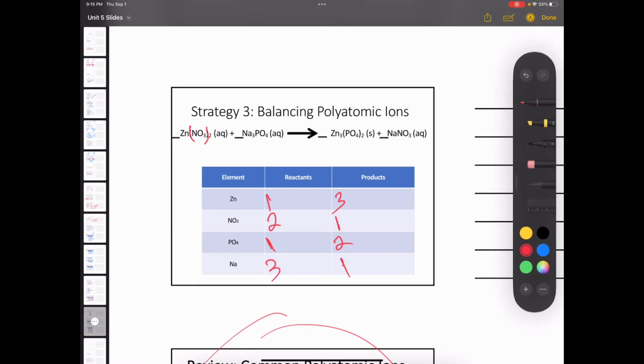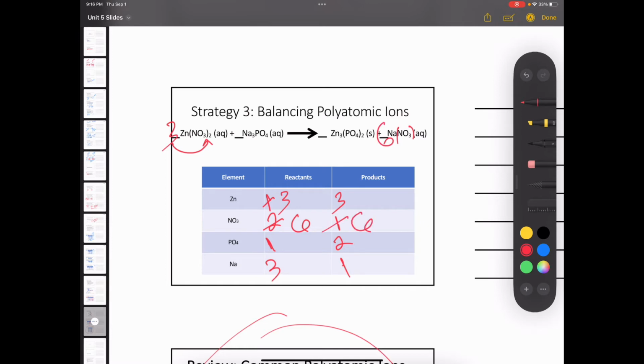Okay, let's try to balance it just like how we did the other one. So for the zinc, I have 1 and I have 3. What I can do is multiply this by 3, so that makes it 3. For the nitrate now, the number is no longer a 2 because it's 3 times 2, so that's a 6 now. Okay? I have 1 of the nitrate in here, so I can just multiply that by 6. So it is now a 6.